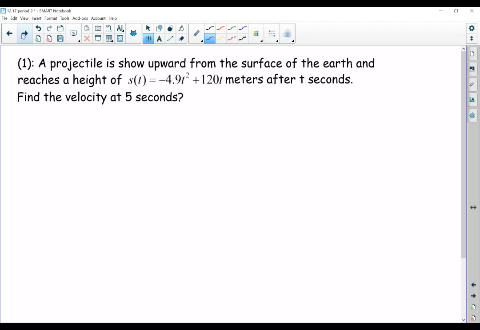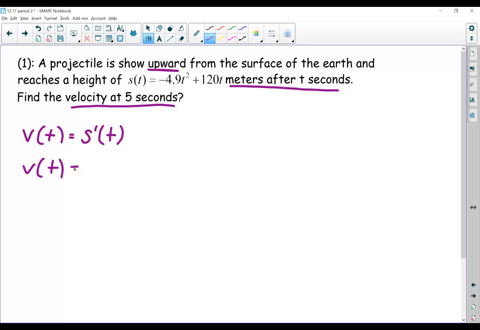A projectile is shot upward from the surface of the Earth and reaches a height of that function in meters after t seconds. I always underline this, guys. Find the velocity at 5 seconds. So this is just to get your brain whirling. I have a position. Notice that the position function is called s of t because we're going up and down. And I want the velocity at 5. So I think, how is velocity related to position? Velocity is the derivative of position. So to find velocity, I'm going to take the derivative of that function.